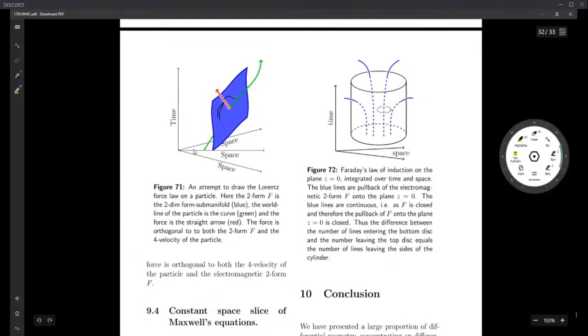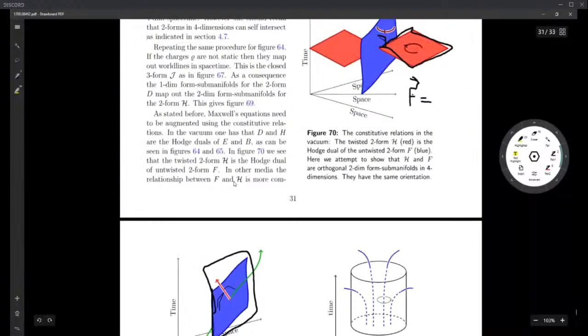What you can do then is just take a singular particle, which is represented by this green world line, and your Lorentz force is basically just going to be your straight red arrow, and it's orthogonal to the form F, the tensor that we talked about earlier.